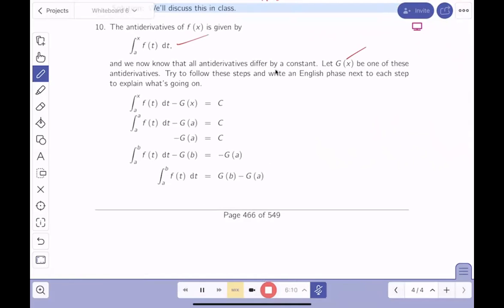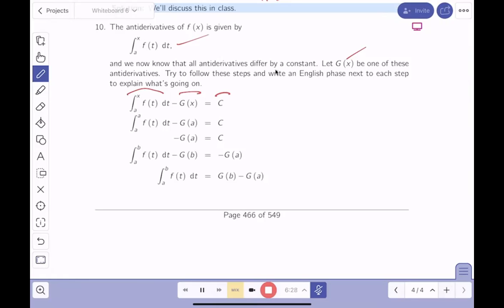So what did I do over there? All I said was that it's one of the antiderivatives. I'm not saying it is the antiderivative, but it's one of the antiderivatives. So I'm going to say this guy's antiderivative, which I'm going to say let g of x be one of them, would differ by a constant. That's all we're saying. Right? We're saying it differs by a constant.